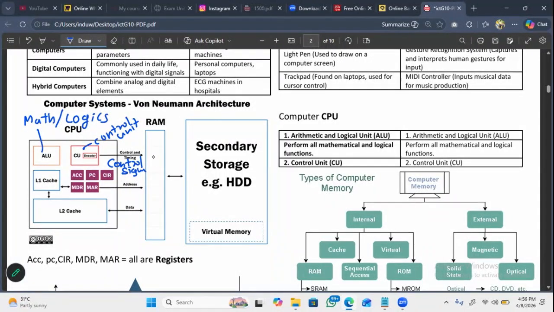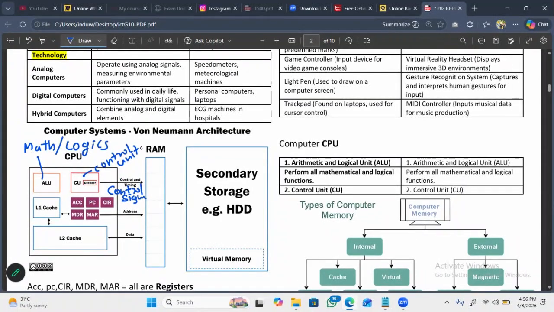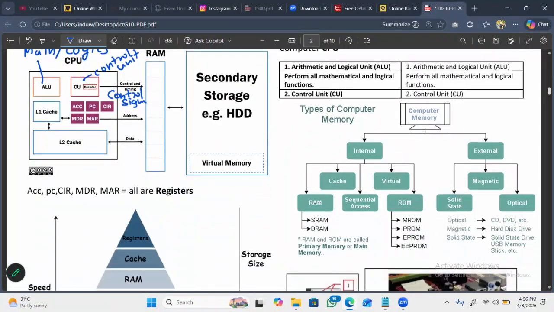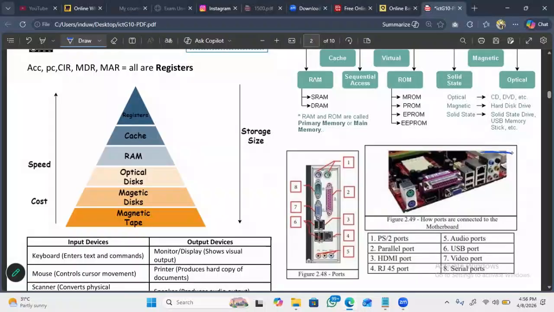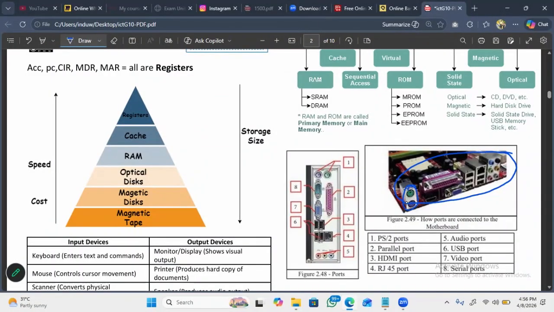Can you see this arrowhead is pointed to RAM? The arrowhead is pointed to RAM because all these signals first have to go to RAM. RAM is connected to the motherboard, and on the motherboard we have all the ports. We connect all the devices to these ports. These are PS2 ports. They are connecting the keyboard to the purple one, the mouse to the green one.